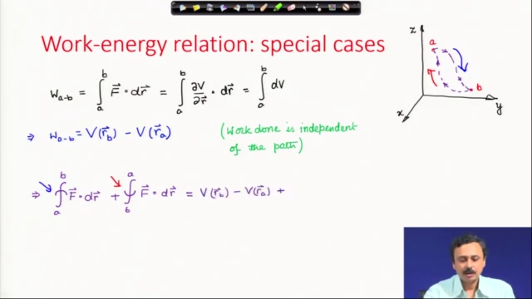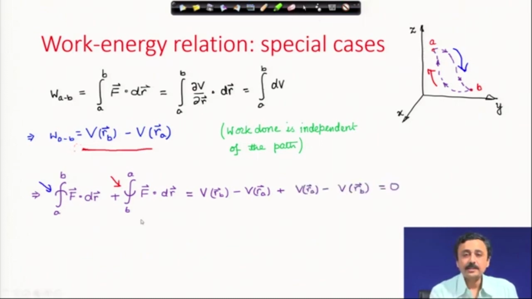And the first integral must be equal to the potential value at R B minus the potential value at R A, which we have just now seen here. So, it is the difference in the value of the potential function at R B and R A, and the second integral must be the difference in the potentials at R A and R B, V(R A) minus V(R B).